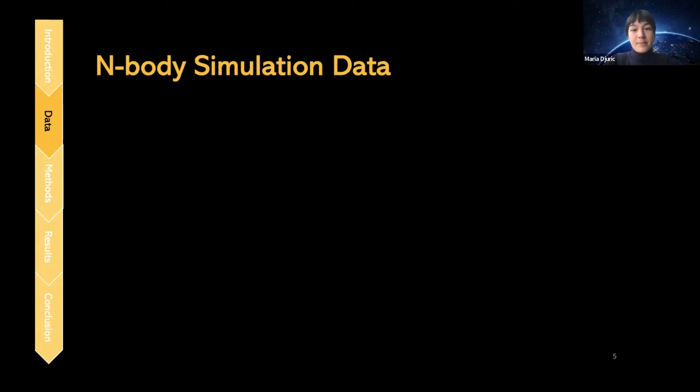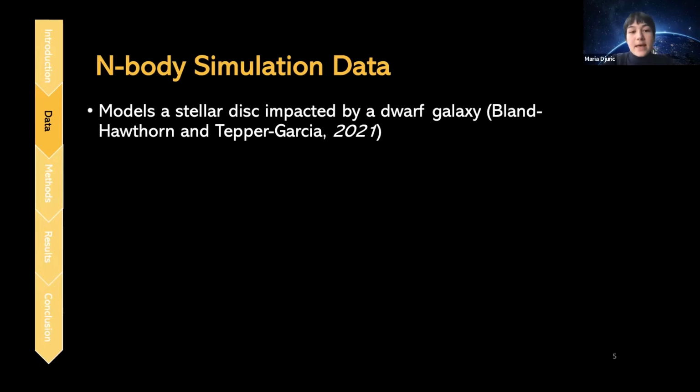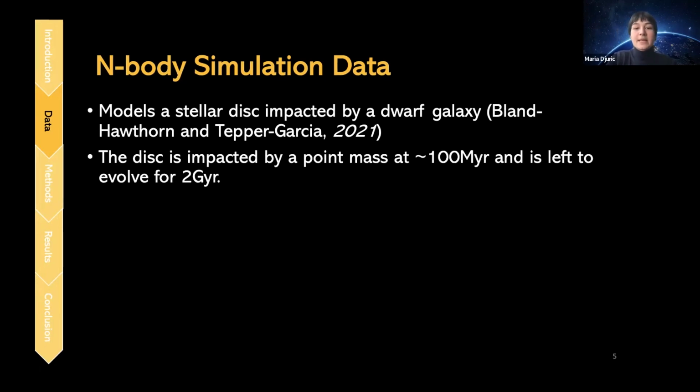to data of an N-body simulation presented in Bland-Hawthorne and Tepper-García, which models the kinematics and dynamics of a stellar disk perturbed by a dwarf galaxy, or the impact of a dwarf galaxy, rather. The disk is impacted by a small mass at 100 megayears and is left to evolve for 2 gigayears.